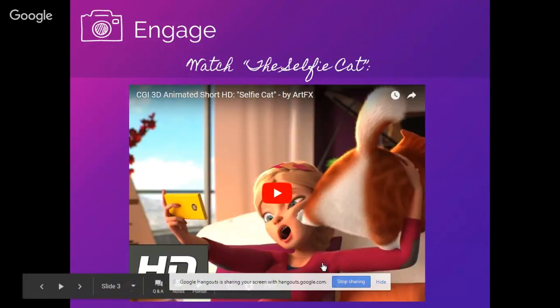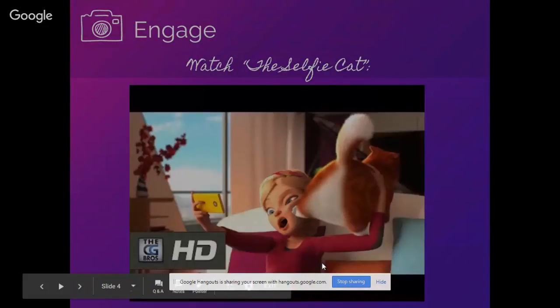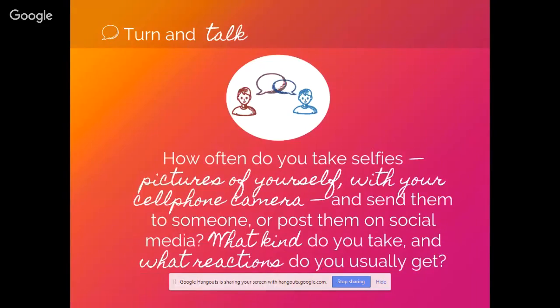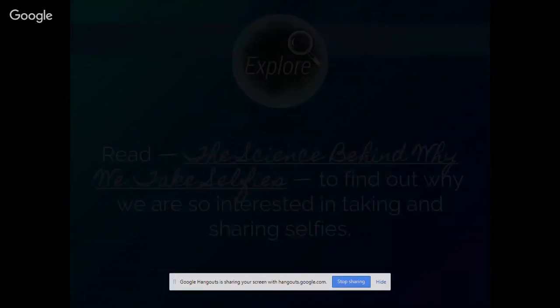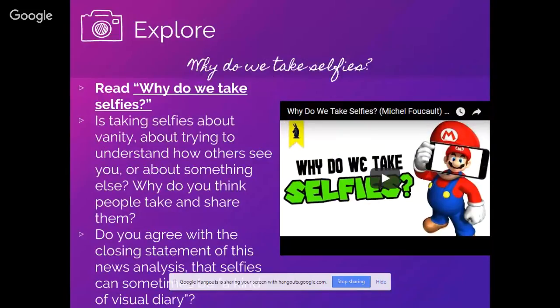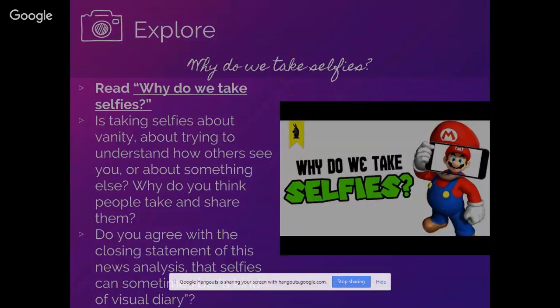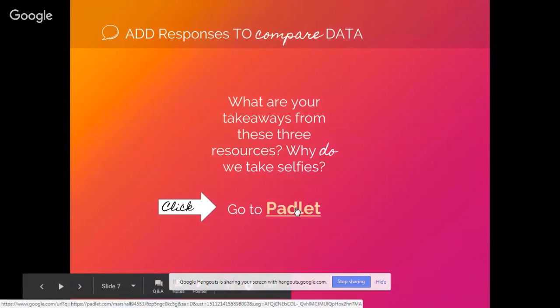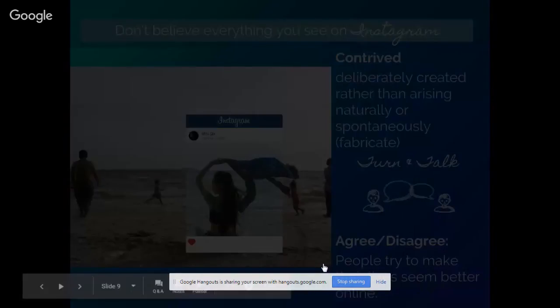Engage. So then they watch a little video clip. And then they turn and talk. How often do you take selfies? So they talk to their partners. They explore, read the science behind why we take selfies. And then they continue. Why do we take selfies? Is taking selfies about vanity or how hard? They watch the video clip. And they're using Padlet. So go to Padlet to share what your takeaways are from these three resources. Why do we take selfies? And then they do another turn and talk.